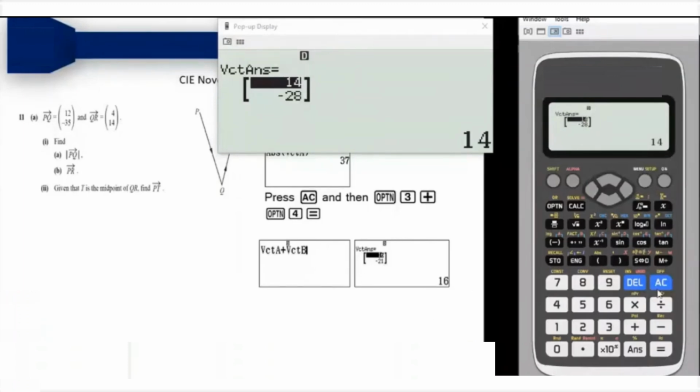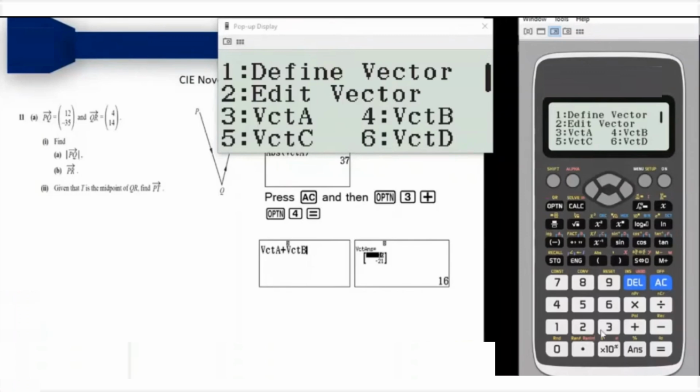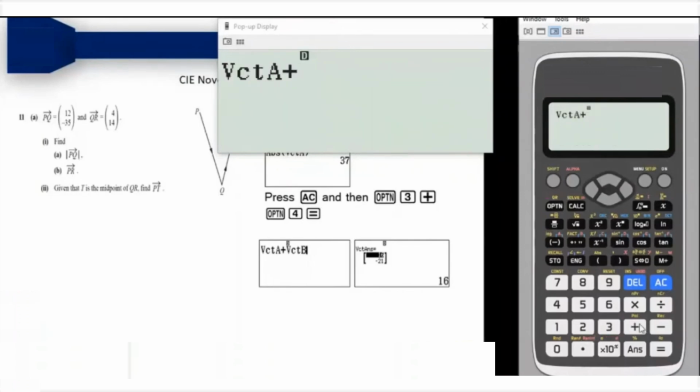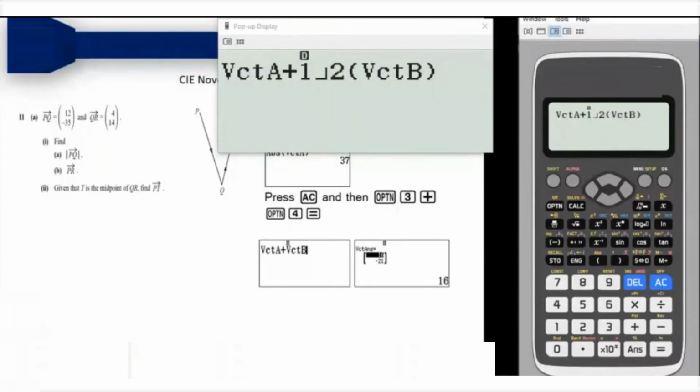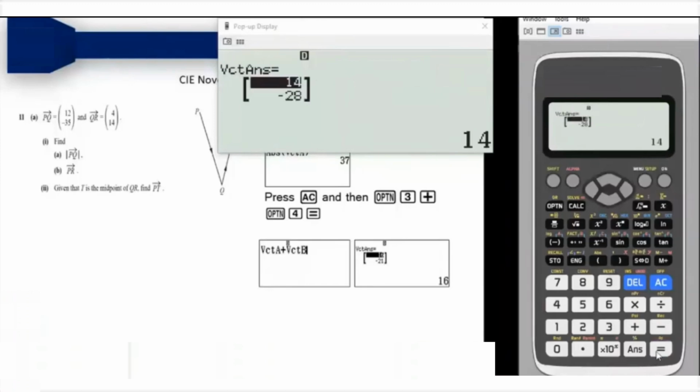The other way of doing the same question is, you press option 3, which is vector A, plus half, bracket open, option 4, which is vector B. Half of vector B, vector A plus half of vector B is the same: 14 and minus 28. So since it's midpoint, it's half. So what I did was PQ plus half of QR, which will also give me the same result. It is up to you how you utilize the features of the calculator. I hope this is clear now.